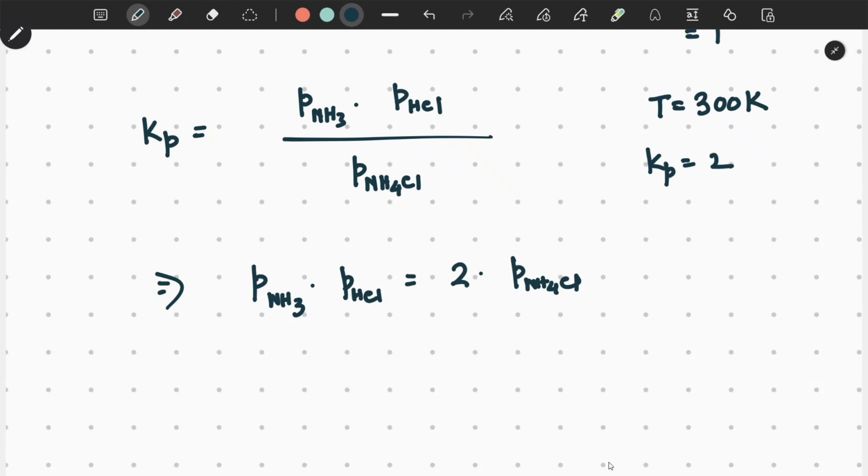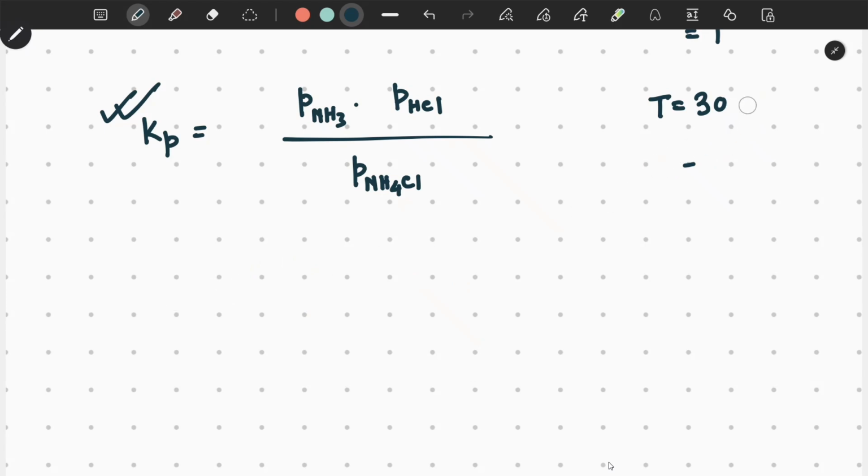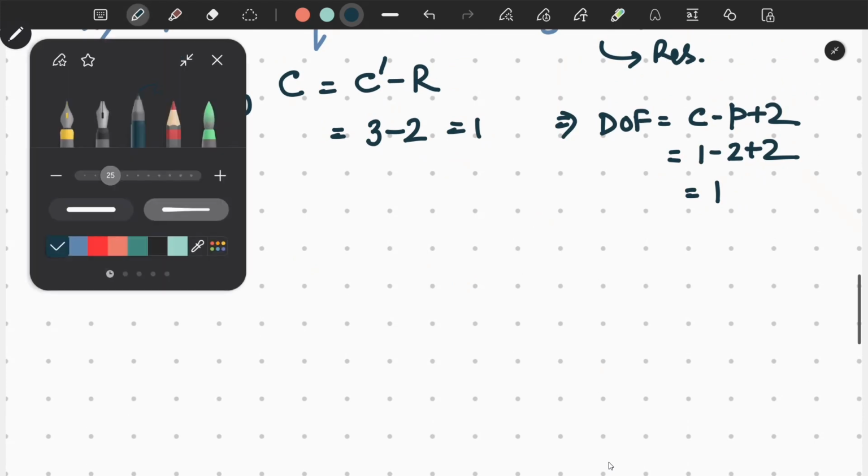So this is one restriction. How is it appearing? It is appearing due to this equilibrium, because Kp should have some value at a particular temperature. Now, this is one restriction, and another restriction is P of NH3 equal to P of HCl, so that means this is the square. So two restrictions are there, so you have only 1 degree of freedom. I can choose only one pressure. Automatically the other pressures will be defined.